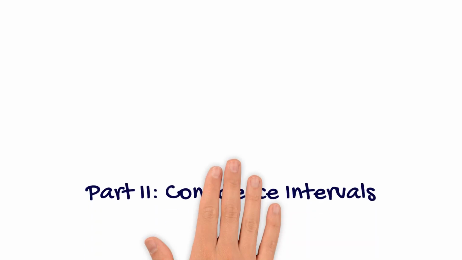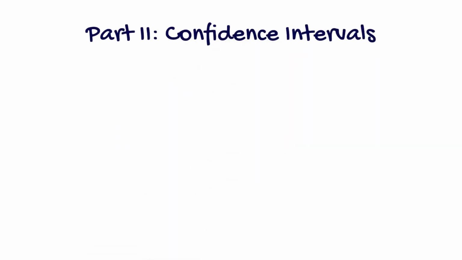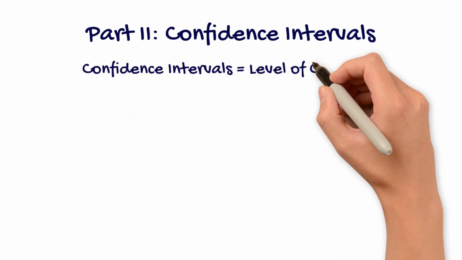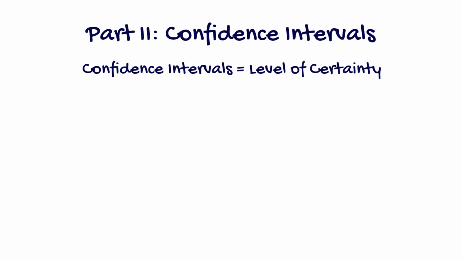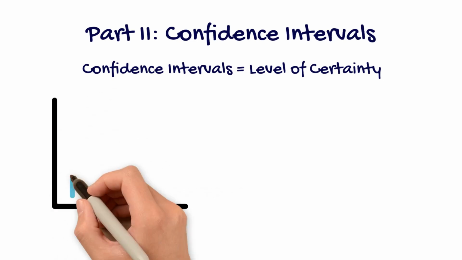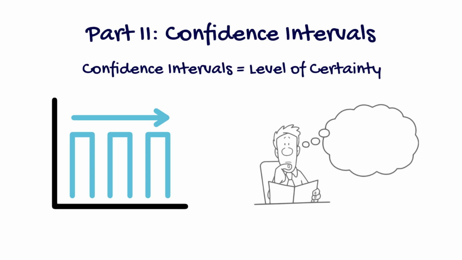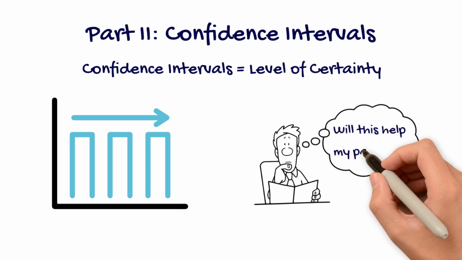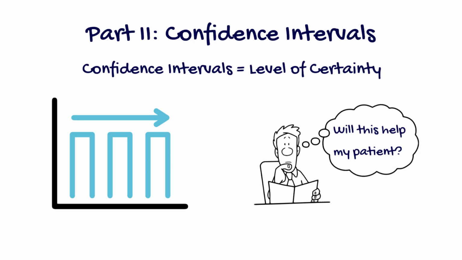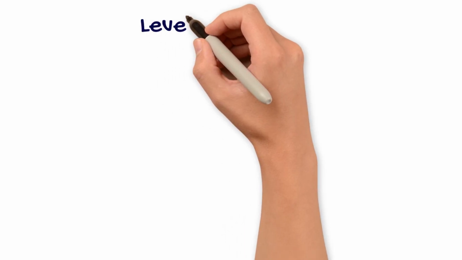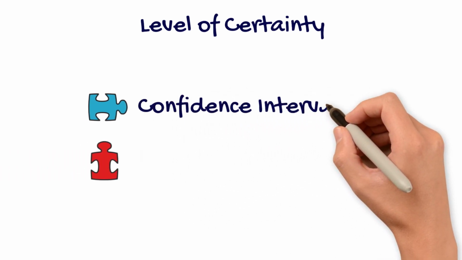In this video, we will discuss confidence intervals. Confidence intervals help us to determine our level of certainty. Essentially, how confident are we that the same result would occur if we were to repeat the study again? Or more importantly, would this be the result if we were to provide the intervention to a patient in the real world? Level of certainty is commonly informed by two statistical measures: confidence intervals and p-values.